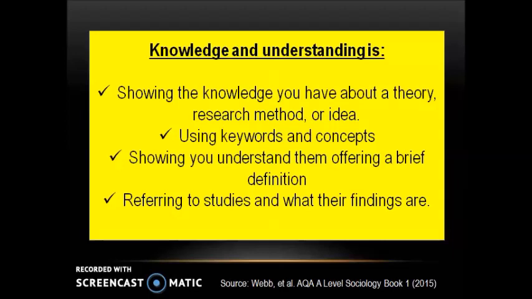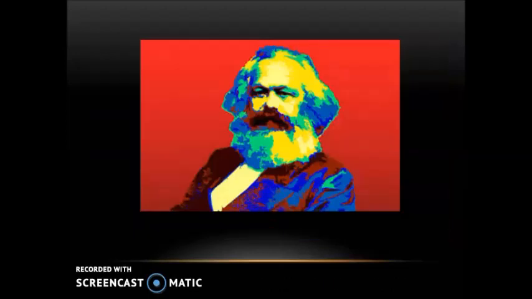Show that you understand them by offering a brief definition and refer to studies and give what their findings are. So to show good AO1 about Marxism, you might refer to the works of Karl Marx and his findings about society. So things like capitalism, bourgeoisie, proletariat, ideology, alienation, and you can show that you understand these terms by explaining what they mean, putting them into full sentences.